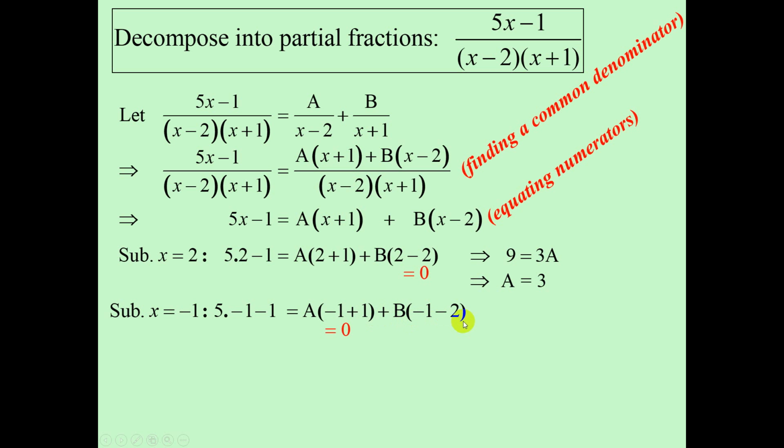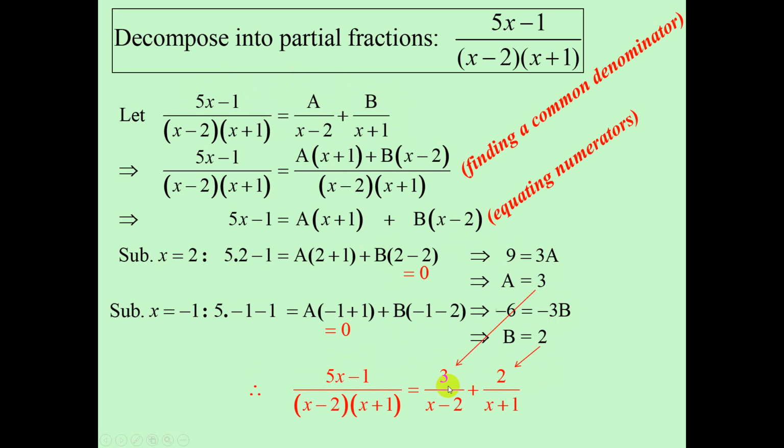Let's quickly take note of that. We said 5 times minus 1 is minus 5, minus 5 minus 1 is minus 6. And on this side, minus 1 plus 1 cancels off to 0. Minus 1 minus 2 is minus 3b. Divide both sides by negative 3, we end up with b to be 2. So we found a, which is 3, and we found b to be 2. If we return into this part, we can now replace a and b. A is 3 and b is 2. So we've taken that and we've decomposed that into partial fractions.